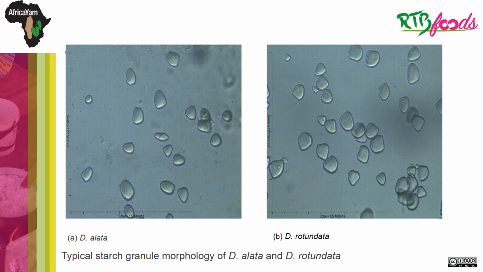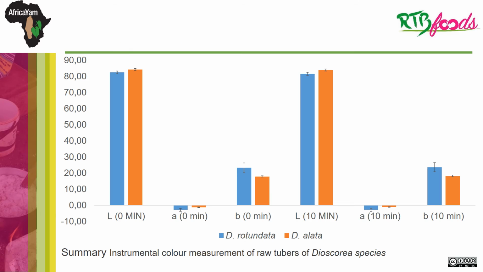The size and shape can identify the variety for us, but actually the size of the starch granules determines a lot of the functionality of the yam, like the swelling power, the viscosity, and the water absorption capacities. So, the result of the instrumental color measurements of the raw tubers, don't forget, we are presenting the result based on the yam collected in period 4.